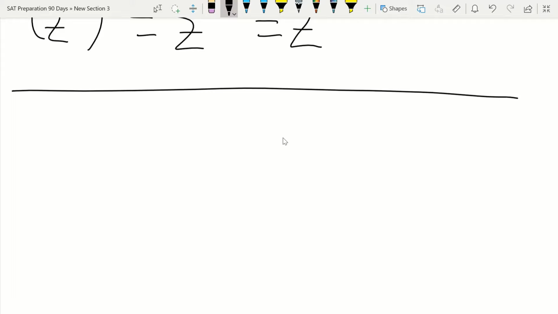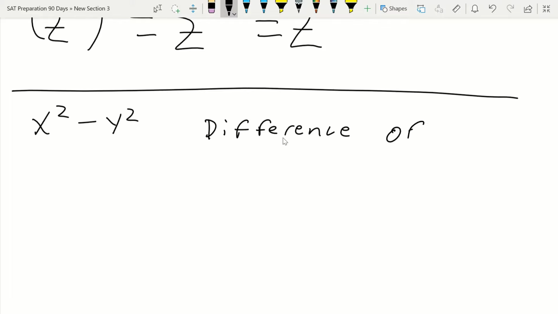So let's say that we have x squared minus y squared. When you see x squared minus y squared, you need to recognize that that is the difference of perfect squares. So I'm going to go ahead and put that right here. The difference of perfect squares.